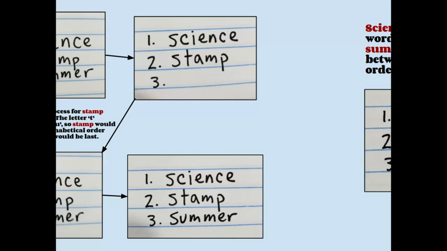Science would not go on this guide word page with stamp and summer because it does not fall between them in alphabetical order. Science would come before stamp and summer, not between them, so it would not be on those guide word pages.